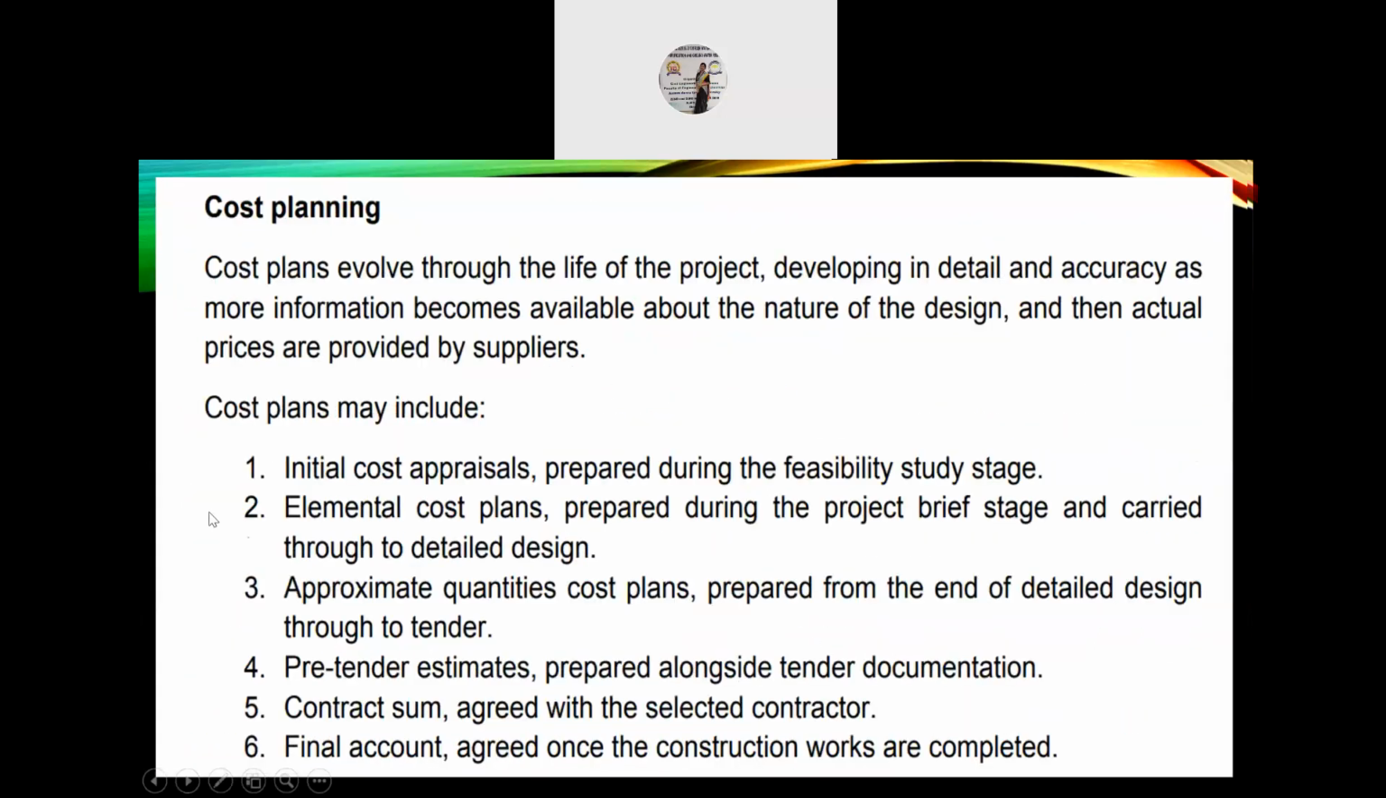Cost planning. Cost plans evolve through the life of a project, developing in detail and accuracy as more information becomes available about the nature of the design and then actual prices are provided by the suppliers. Cost plans may include initial cost appraisals prepared during the feasibility study stage, elemental cost plans prepared during the project brief stage and carried through to detailed design, approximate quantities cost plans prepared from the end of detailed design through to tender, pre-tender estimates prepared alongside tender documentation, contract sum agreed with the selected contractor, and final account agreed once the construction works are completed.